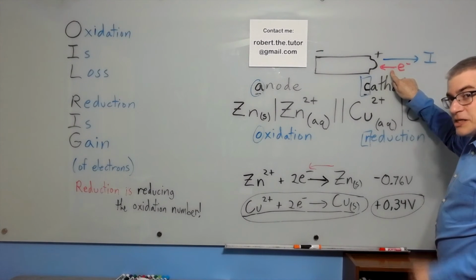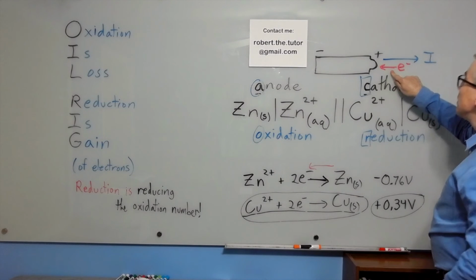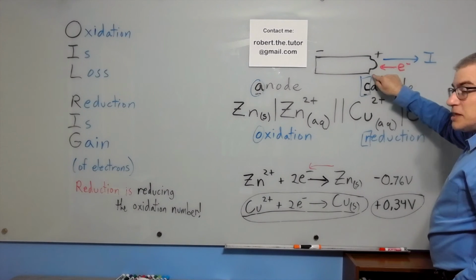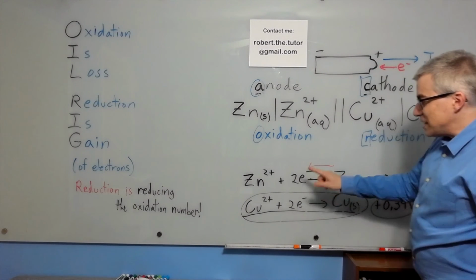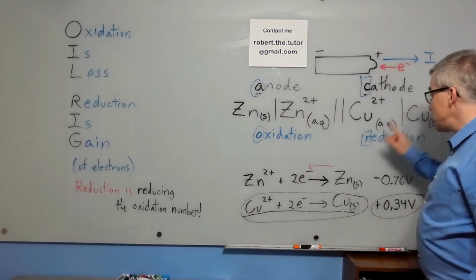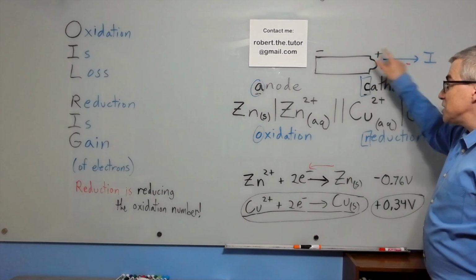Blame Benjamin Franklin, he had a 50-50 chance and guessed wrong. Anyway, electrons go into the positive end, and electrons get consumed in the reduction reaction, and reduction is the cathode, so the positive end is the cathode.